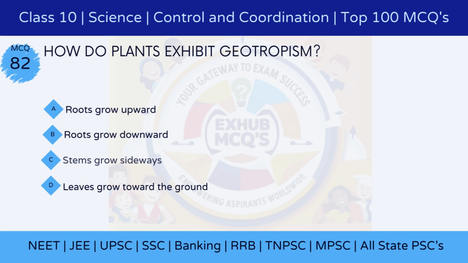Option A, roots grow upward. Option B, roots grow downward. Option C, stems grow sideways. Option D, leaves grow toward the ground.